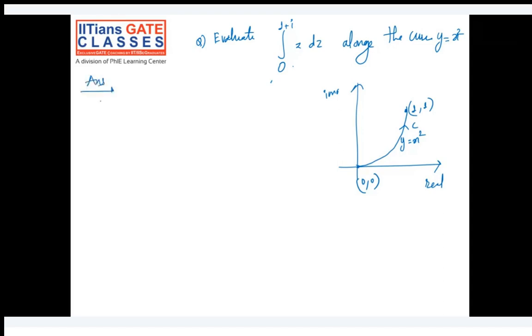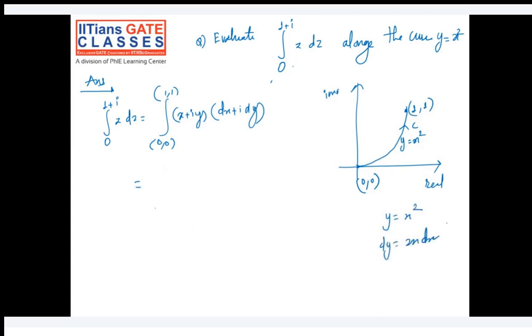How will the function look? As I said, you can write the limits as 0 comma 0 to 1 comma 1, and z means what? x plus iy. And dz means dx plus idy, right? If you remember, multiply it inside. Now I will convert this entire function in terms of x only. Since y is equal to x square, I can write dy as 2x dx.